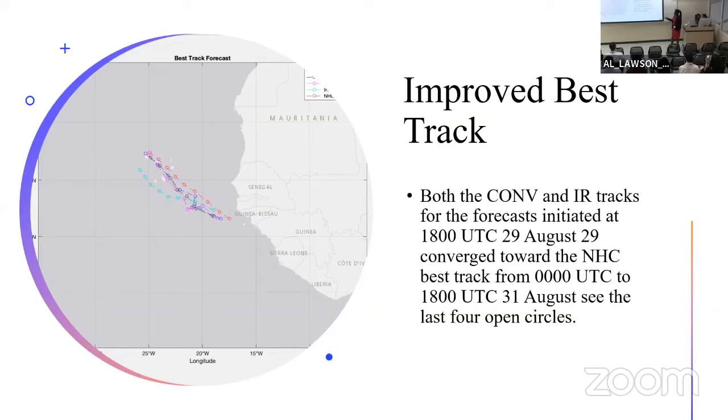So you can see, especially toward the end, pretty much the last 4 open circles, which are every 6 hours, pretty much they nailed kind of where that landfall was going to be. So that was really good.